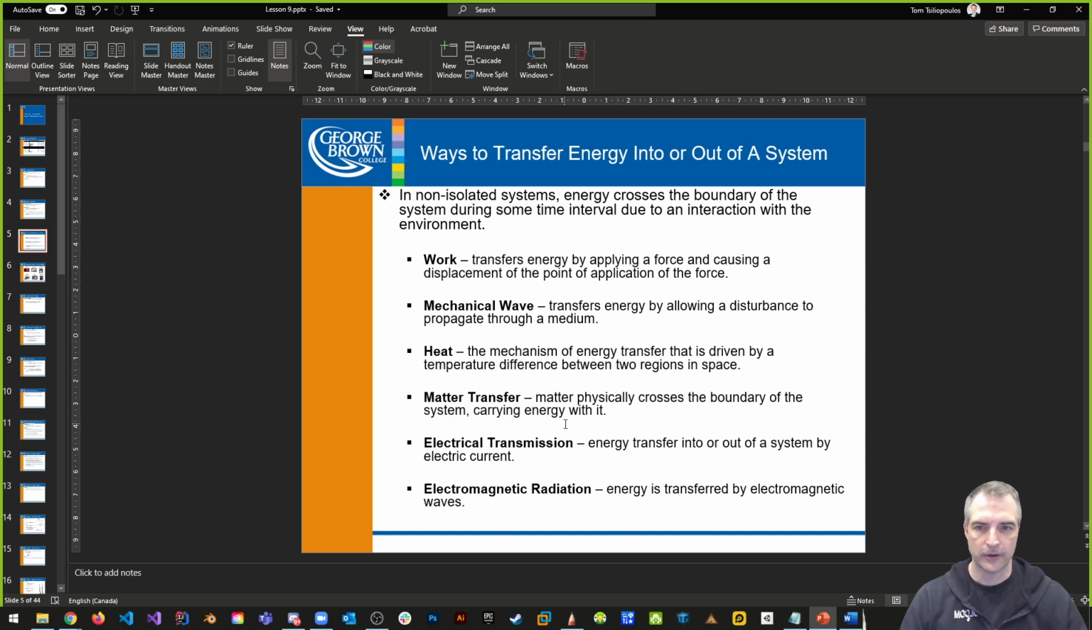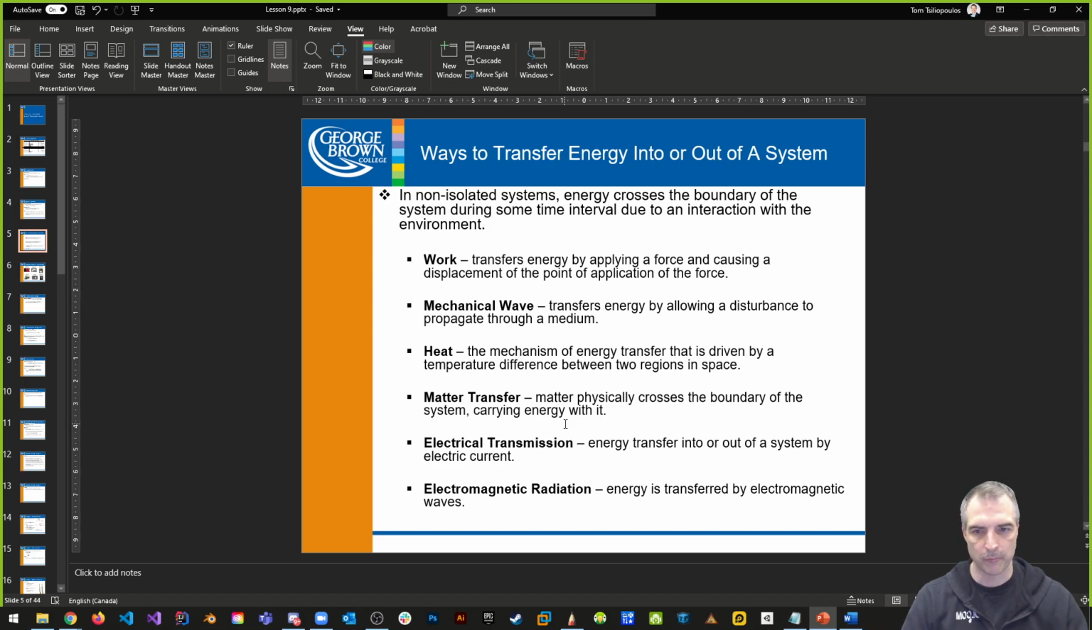And really, there are a few ways to transfer energy into or out of a system. Again, this is adding on to the energy of a system, which we talked about last time, which is work. Work transfers energy by applying a force and causing a displacement of the point of application of the force. So that's one way.